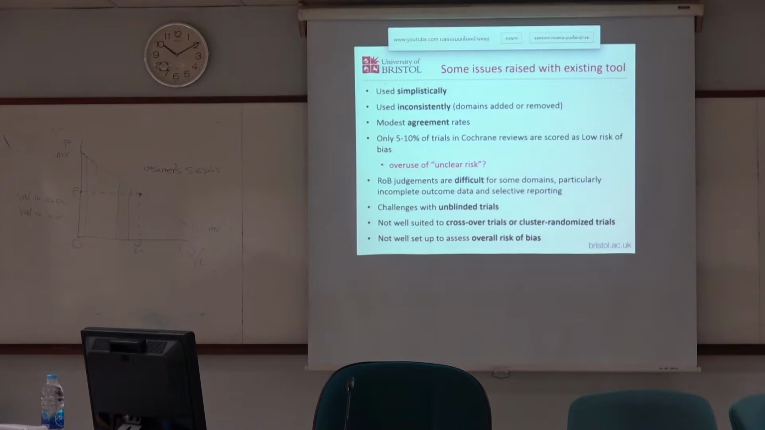And in general, there's not really a standard, very well systematic approach to reach an overall risk of bias judgment for a particular study. When you consider all of the domains together, what's the overall risk? And while there is some guidance in the handbook about that, it's not necessarily followed that closely.